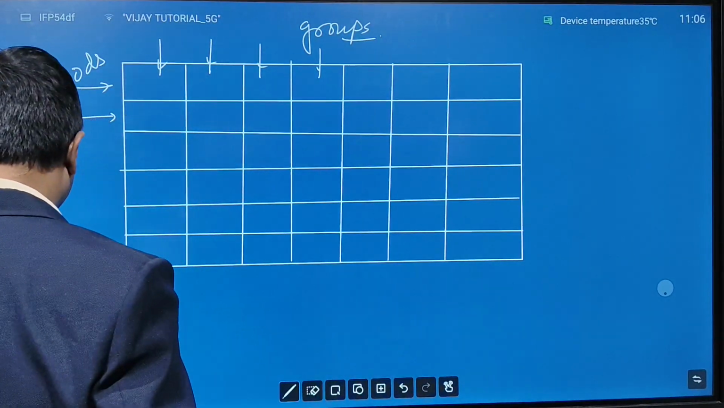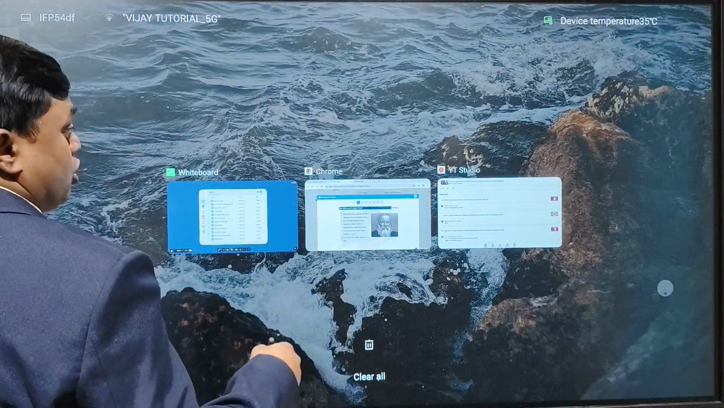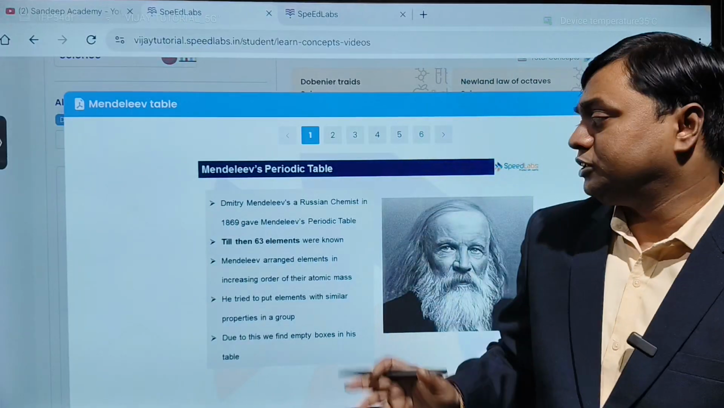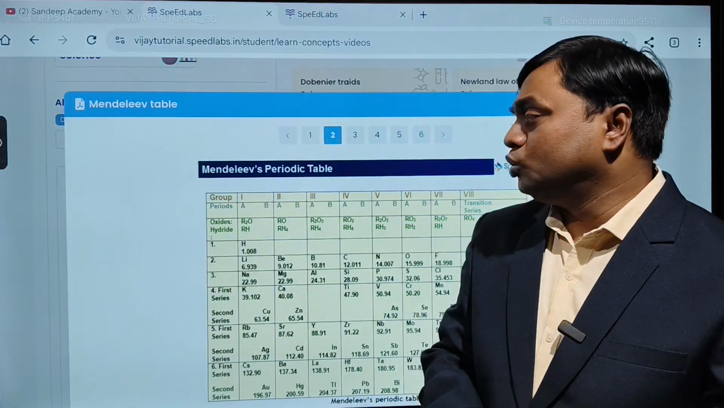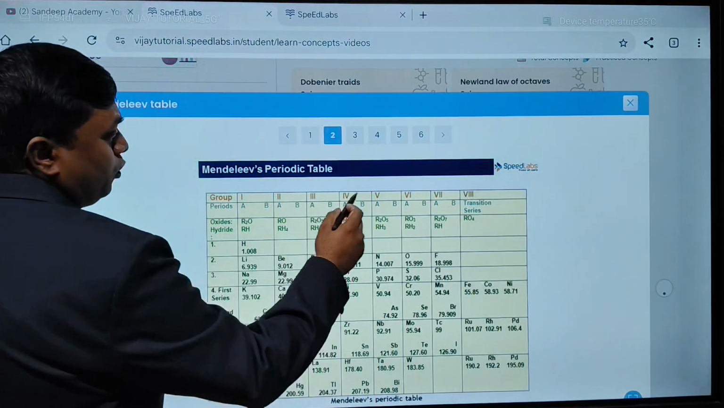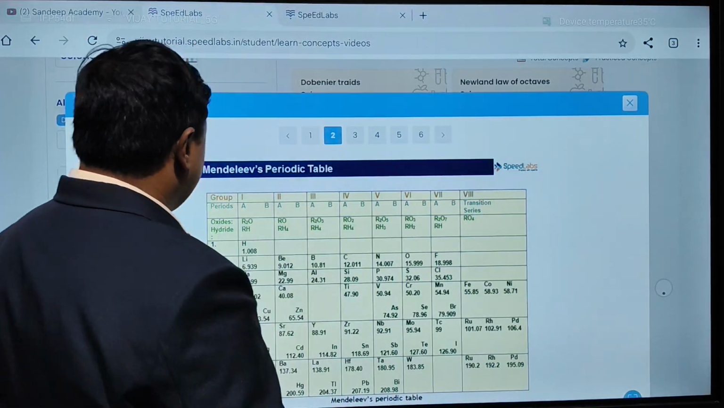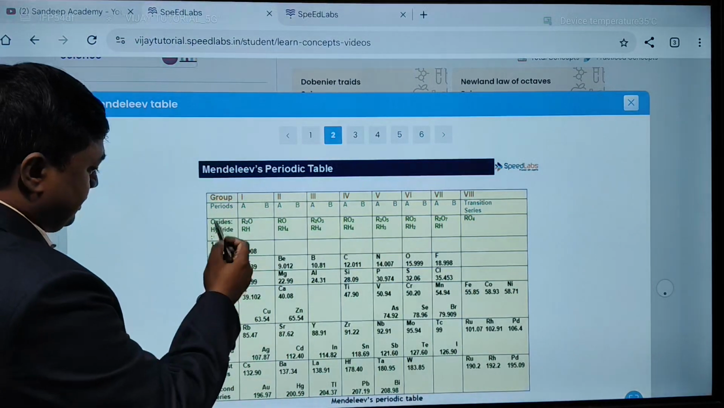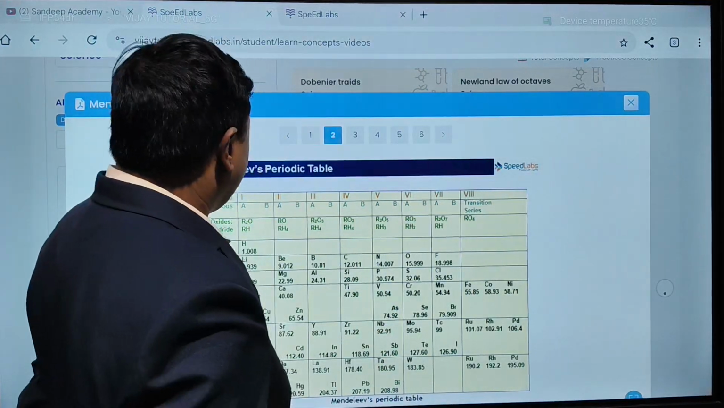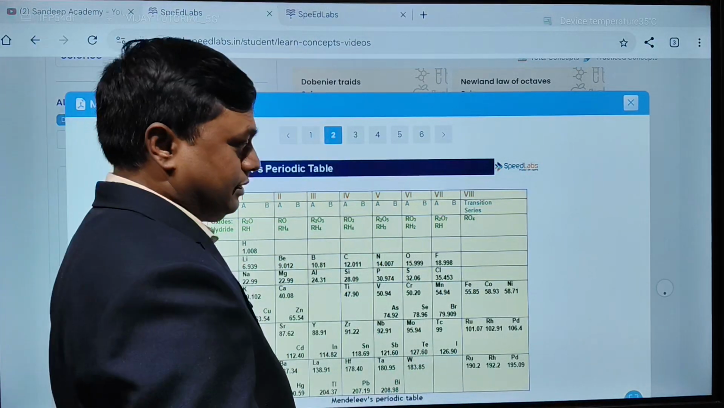Is it clear? He had arranged all the 63 elements known at that time in his periodic table. That is one of the merits of his periodic table. You can see this was his periodic table. Groups 1, 2, 3, 4, 5, 6, 7, 8. One more he named as zero group. Similarly, periods 1, 2, 3, 4, 5, 6. Within the groups, he had made subgroups like 1A B, 2A B, 3A B, 4A B, like that.